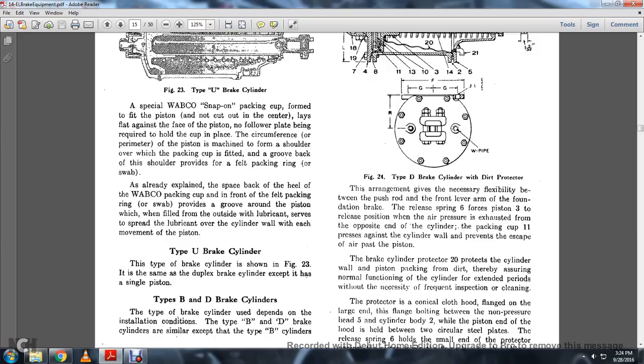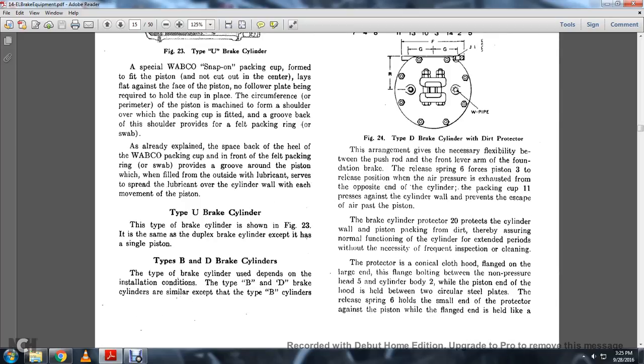The arrangement gives the necessary flexibility between the push rod and the front lever of the foundation brake. The release spring 6 returns the piston 3 to release position, with the air pressure exhausted from the opposite end of the cylinder. The packing cup 11 presses against the cylinder wall and prevents the escape of air past the piston. The brake cylinder protector keeps dirt out of the cylinder wall, thereby assuring that the normal function of the cylinder continues for extended periods without the necessity of frequent inspection.